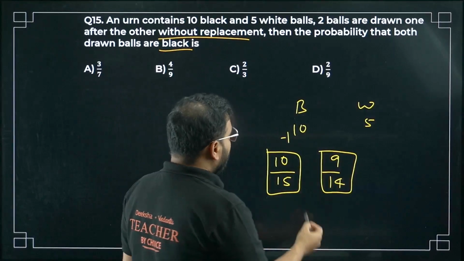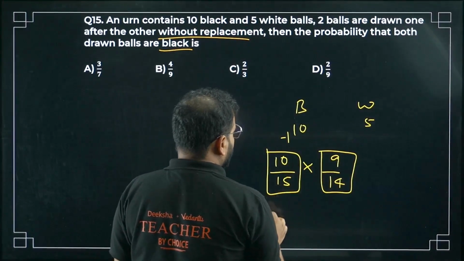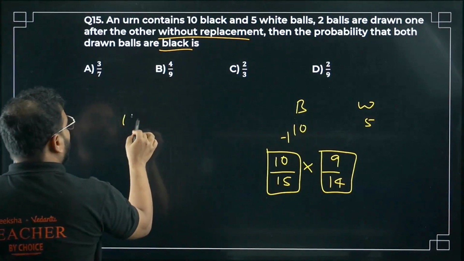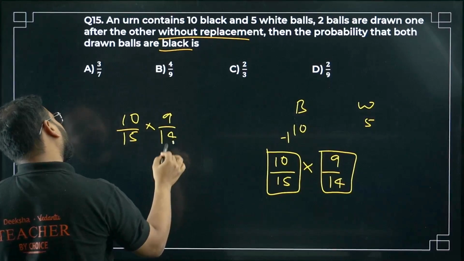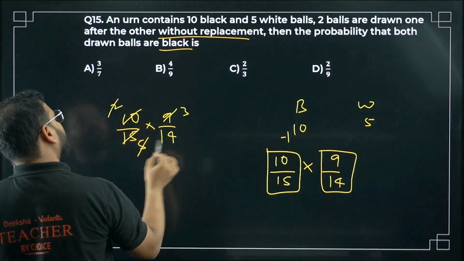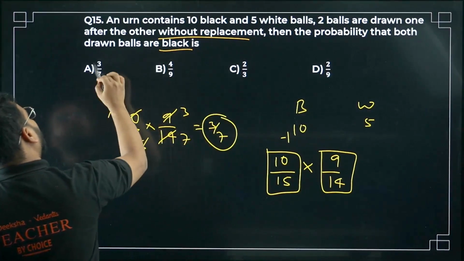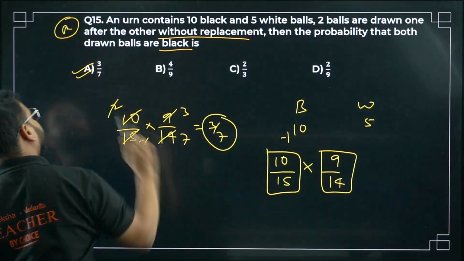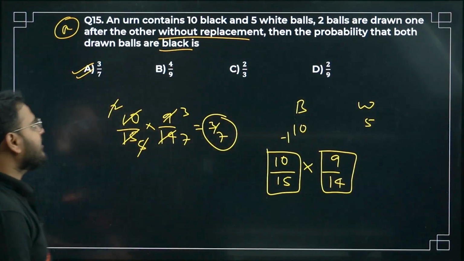Now I want both to be black, so multiplication. Both have to be true at the same time. 10 by 15 into 9 by 14. 3 3s are 9, 3 5s are 15, 5 2s are 10, 2 7s are 14. 3 by 7 is my answer. Option A is correct. Simple or not? Very simple, sir.